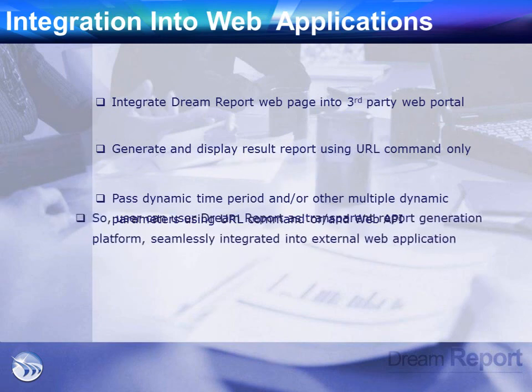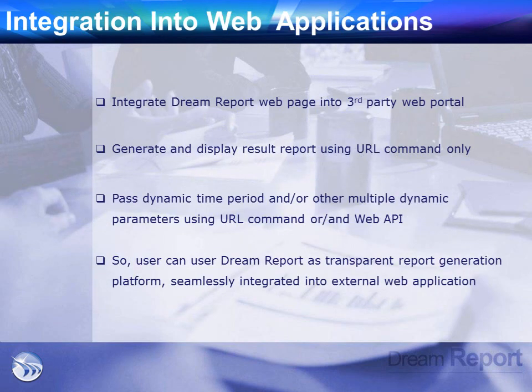The most interesting way of Dream Report integration into external applications is the ability to integrate the Dream Report Web Portal into an external web application. Dream Report Web Portal enables users to generate reports just by calling a web URL. Web Portal is able to accept dynamic parameters from the URL exactly the same way as it works from the command line. And like that, users can get directly the resulting report generated using dynamic parameters from the URL link. This allows you to integrate Dream Report into your application, to use Dream Report as a transparent reporting platform, supplying the resulting generated report web page directly to your web application.